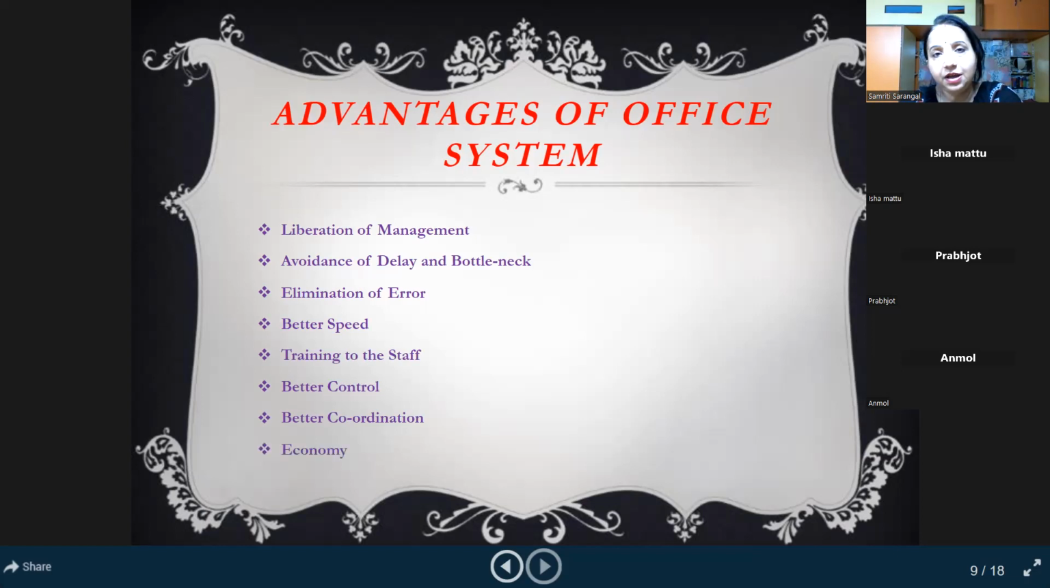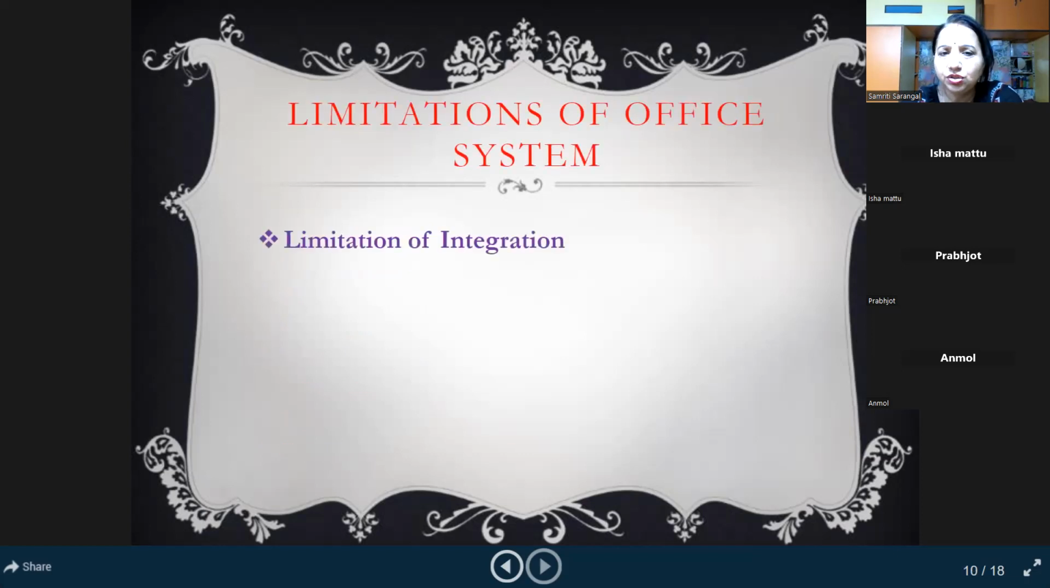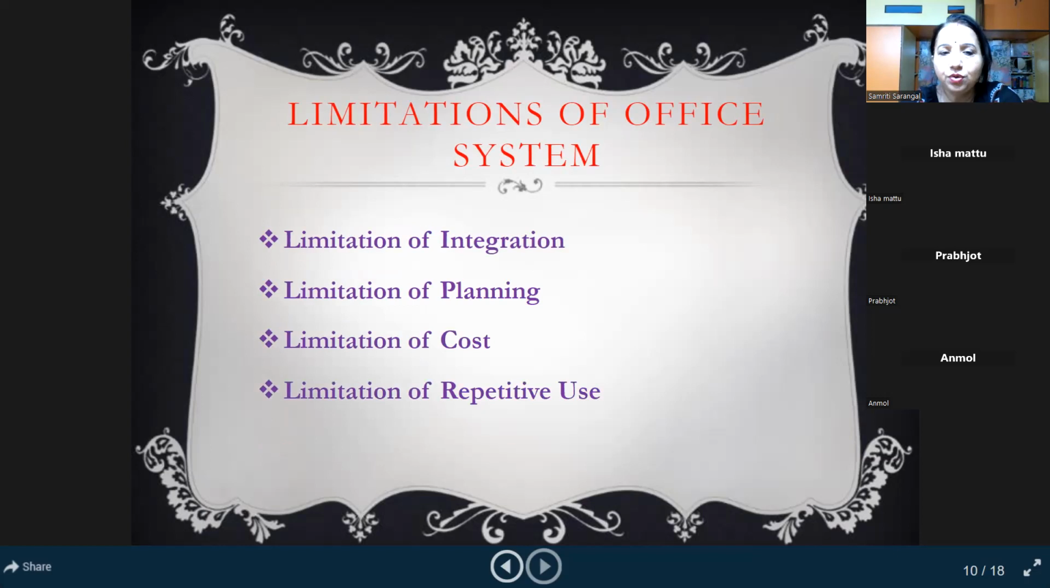Then definitely अगर मेरी कंपनी की रेपुटेशन इंक्रीज कर रही है, बढ़ रही है, तो इकोनॉमी में भी हमारा एक होल्ड बनेगा and we will be contributing in adding up the income to our nation, right? So there are some of the limitations we need to go through: limitation of integration, limitation of planning, limitation of cost, limitation of repetitive use, limitation of strict adherence.